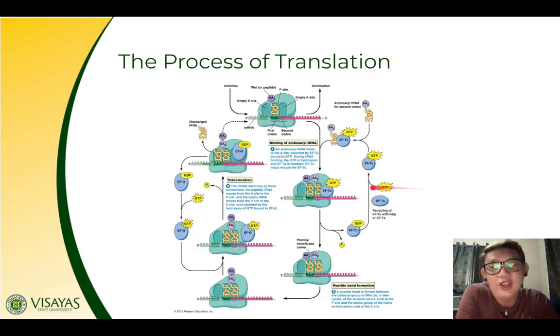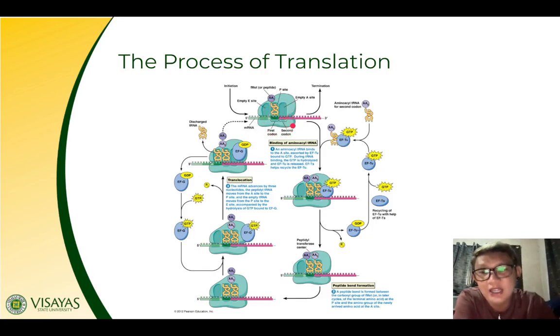So what is the overall process of translation? So you have here the process of translation in prokaryotes. I know this is a prokaryote because you have here an fMet. fMet is for methionine in bacteria. Okay. So you have here the E, the P, and the A sites. You have the messenger RNA, and you have the ribosome, the small and the large subunits.